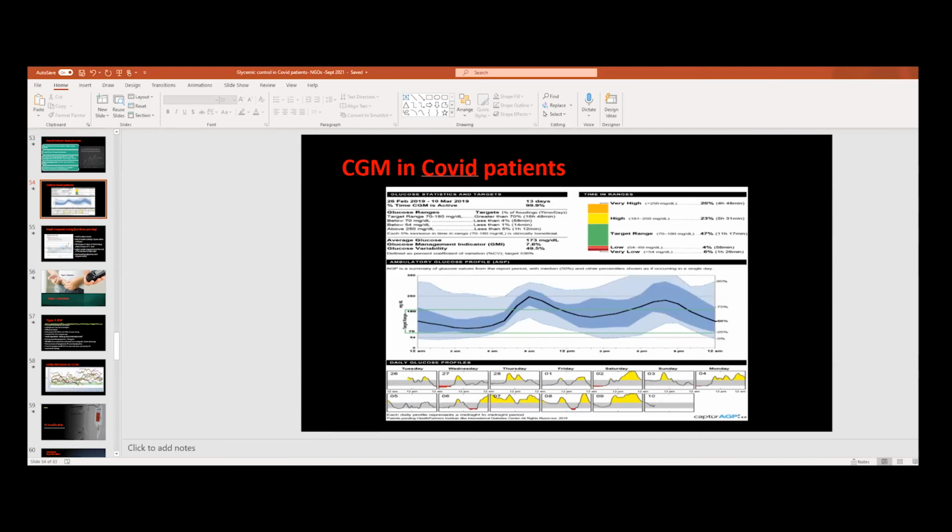So glipizide can also be used effectively. If the sugar before dinner is more than 400 even with the mixed insulin in the morning, can we add additional soluble insulin? Yes, but the problem I have seen with this is the mixed insulin.